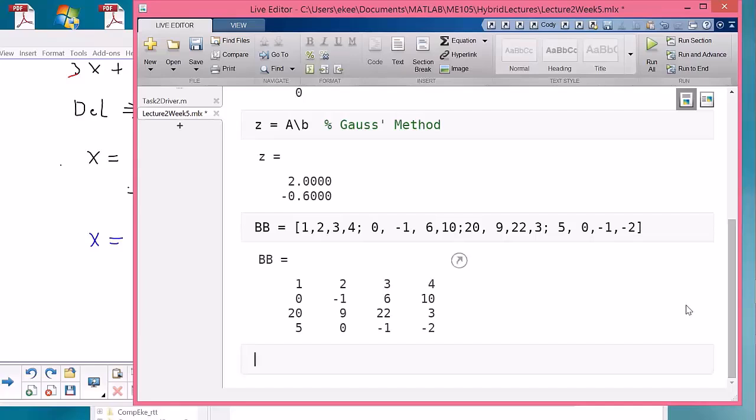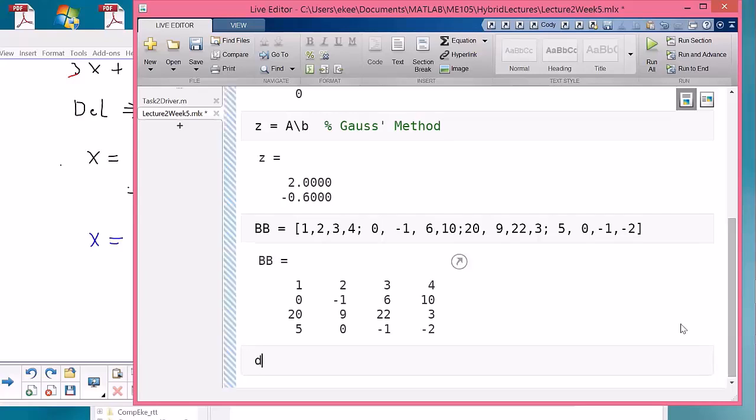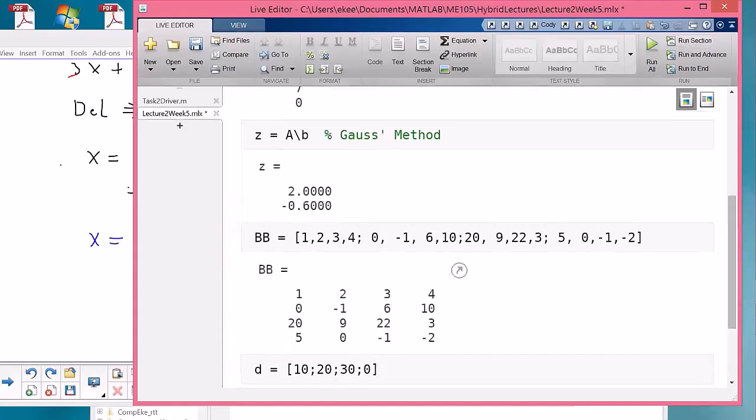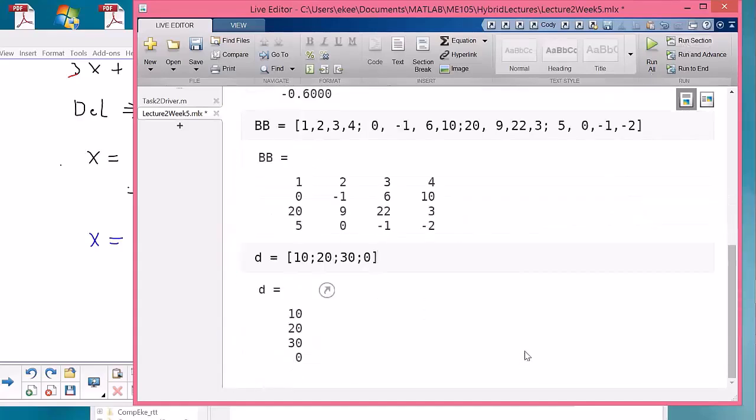So suppose I had 4 equations, 4 unknowns, and suppose the right-hand side vector, I'm going to call it D. Suppose I said D equals. Remember now, I have to have a column vector. Suppose I said 10, 20, 30, and 0. I don't know, some numbers. It has to be a column vector. I'm going to run this, and it should show me that I have 4.